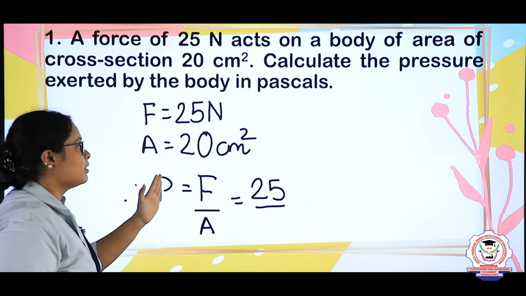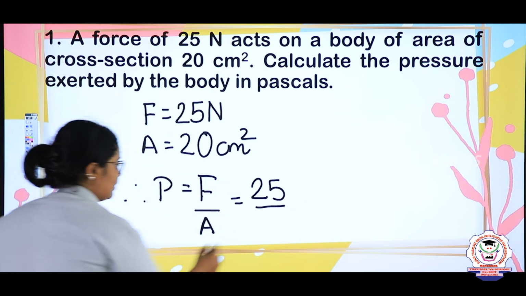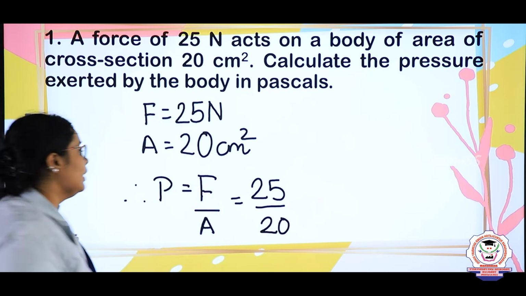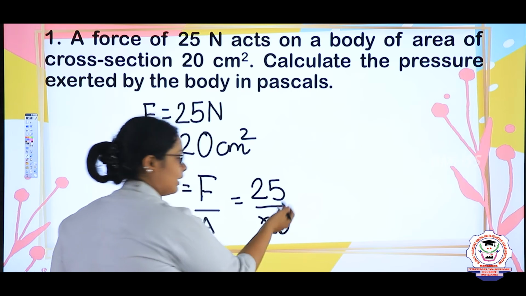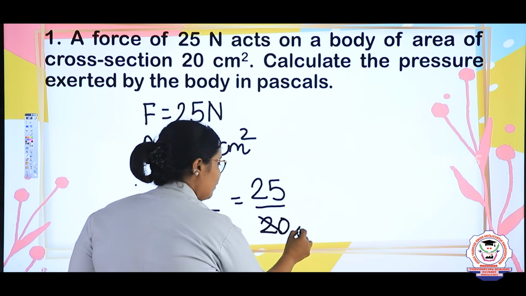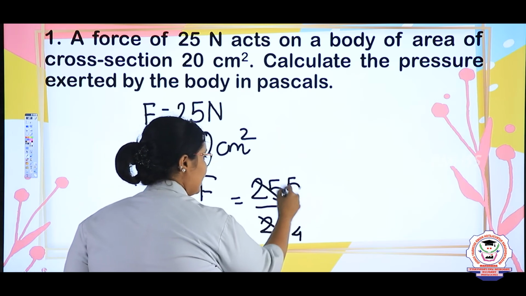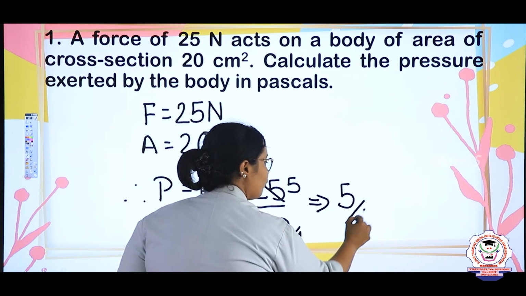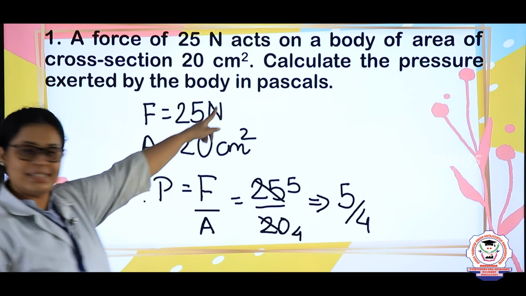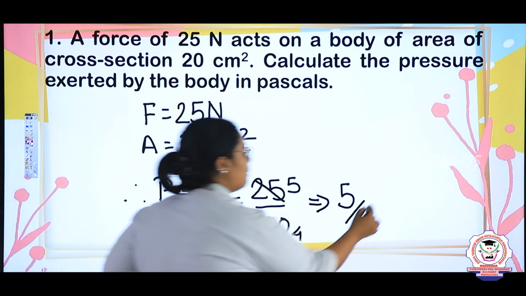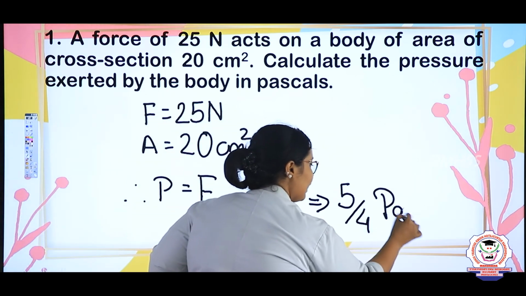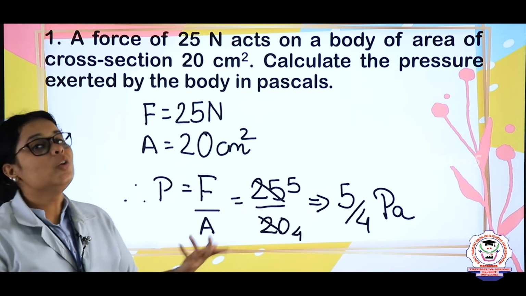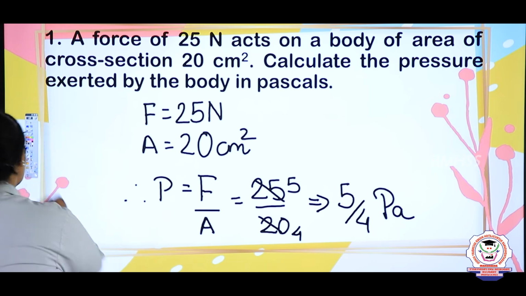So this centimeter square you will write as it is. So you are writing 20. When you are doing the dividing, you will see that you can cut by the 5 table: 5 4s are, 5 5s are, and the final answer will come as 5 by 4. Now they asked in Pascal, so here we will write Pascal as PA. You can further divide this and get the numerical value of that, okay.